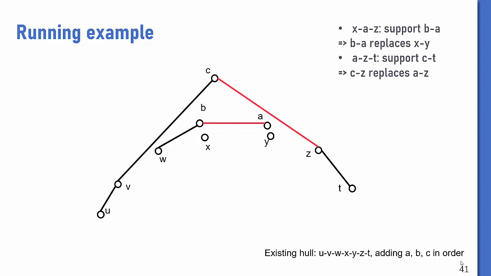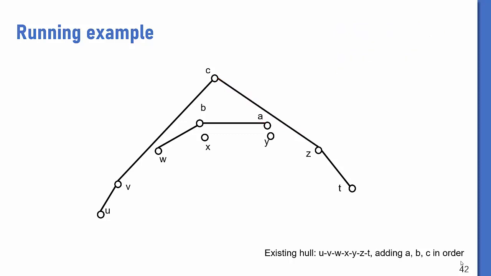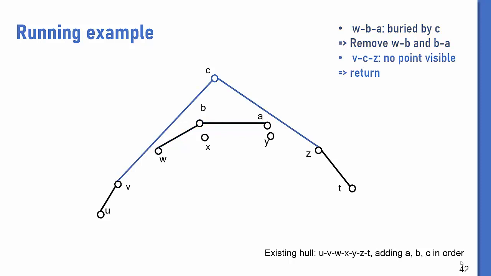We have two new corners to process in the next round. The next round processes WBA and VCZ. For WBA, the earliest visible point is C, which is visible from both WB and BA. So this corner is buried by C. We remove both WB and BA. For VCZ, there is no point visible, so this corner is finalized. We directly return. So this is the final convex hull after adding A, B, and C.